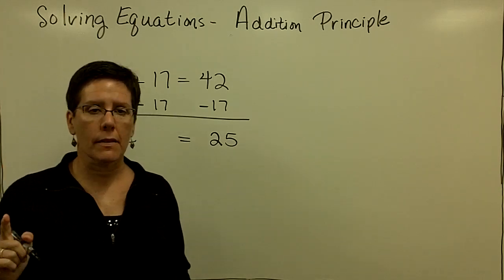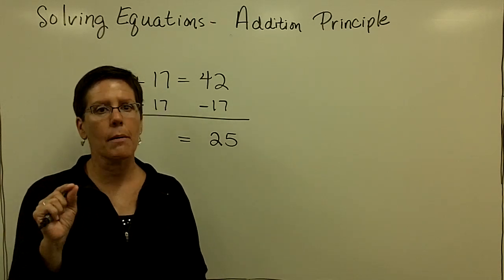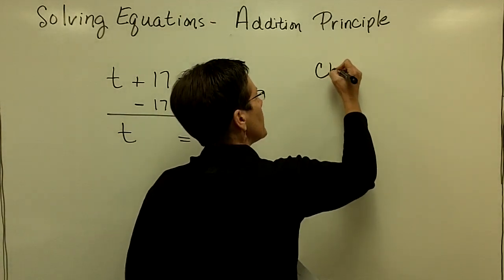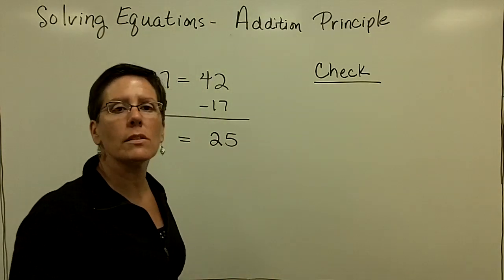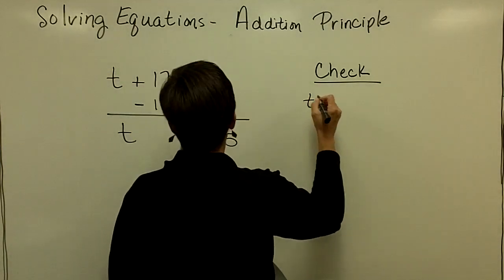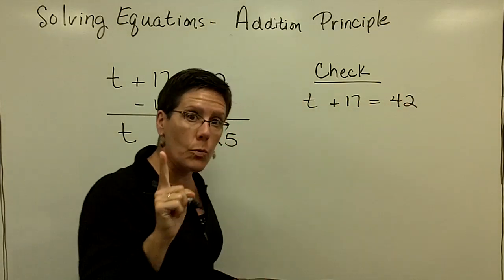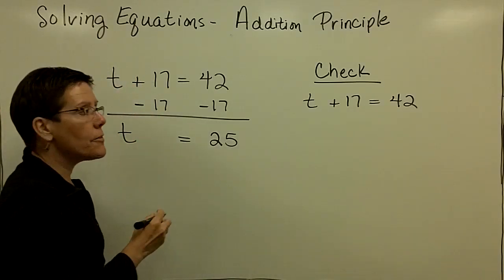One of the things you should get in the habit of doing, because you can guarantee for yourself that you've gotten every problem correct on your test, is check. I won't have the opportunity to do all of them because it just takes some time and the videos load fairly slowly possibly for you. The original equation is t plus 17 equals 42. That's the original problem. I found my answer to be 25.